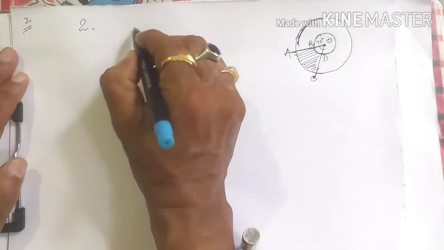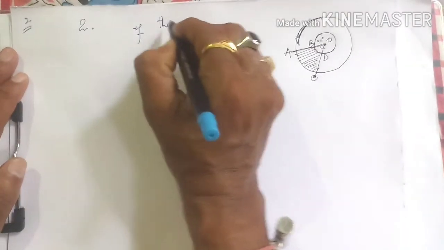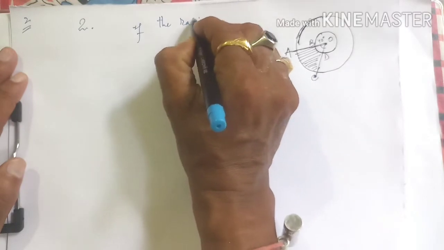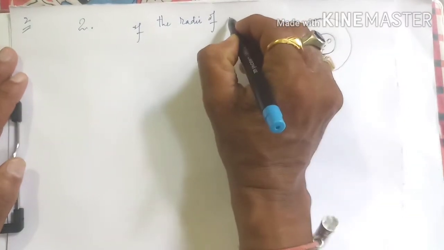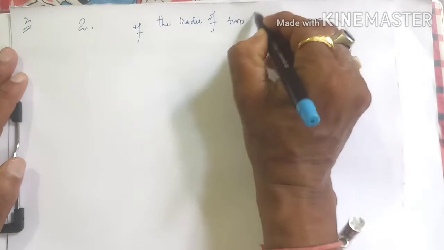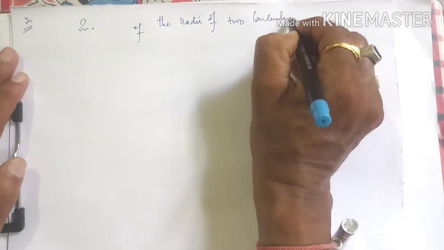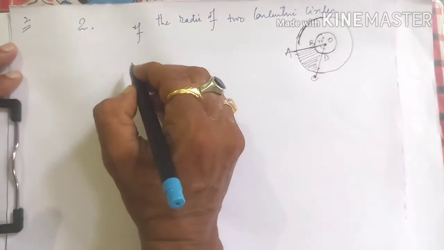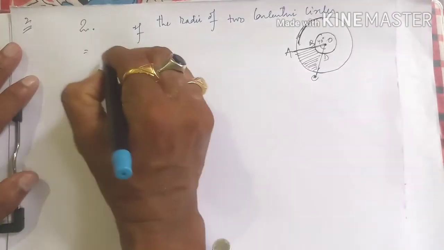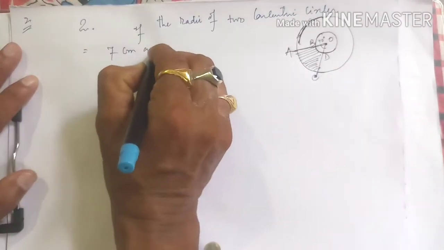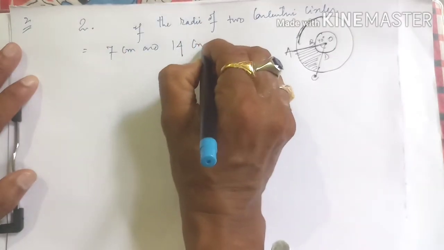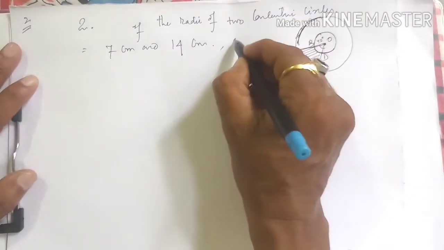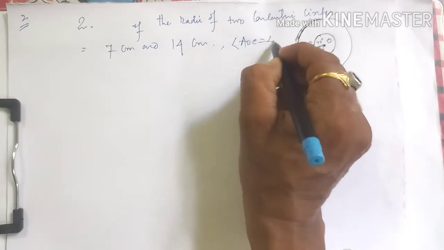Here it is given that if the radii of two concentric circles are 7 centimeter and 14 centimeter respectively, and angle AOC is 40 degree.